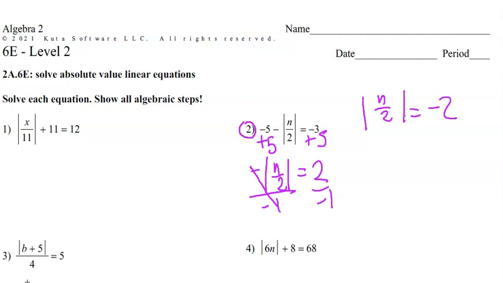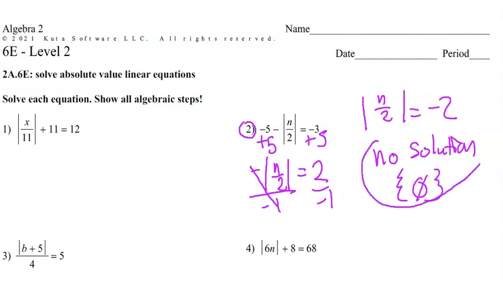We can stop here because the absolute value is never going to equal a negative number, so it's no solution. If you were to solve for n, both of the solutions would be extraneous. Notice the circle with the slash in it, the empty set. That's not 0. That just means that there's nothing there. No solution at all.